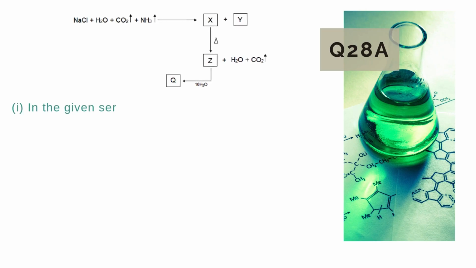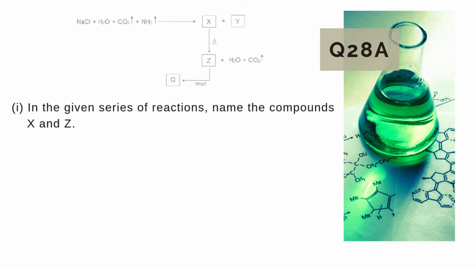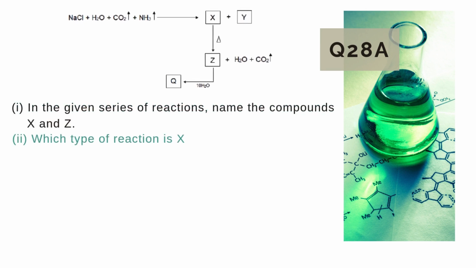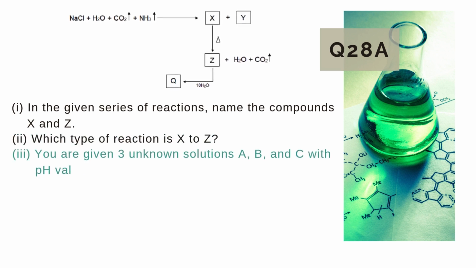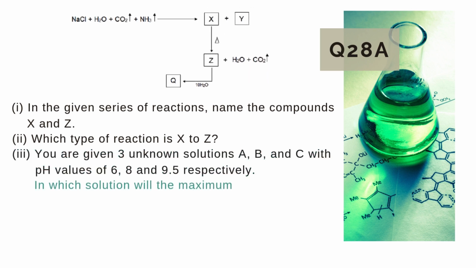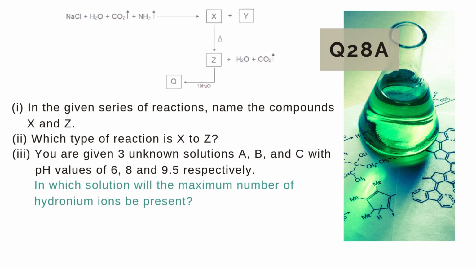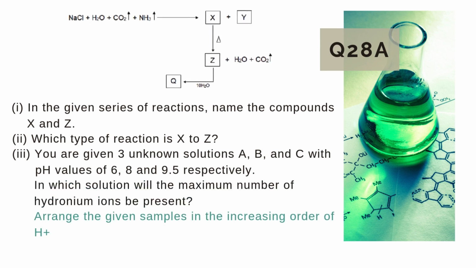In the given series of reactions, name the compounds X and Z. Which type of reaction is X to Z? You are given three solutions with their pH values. You need to find out in which solution the maximum number of hydronium ions are present and arrange them in increasing order of hydronium ion concentration.